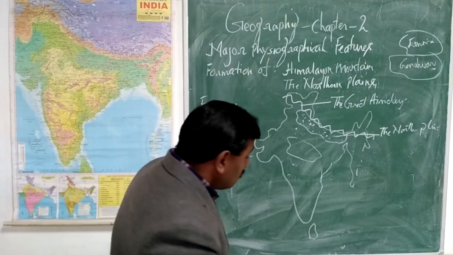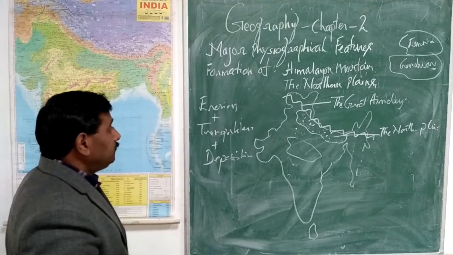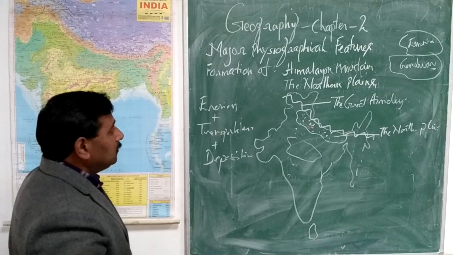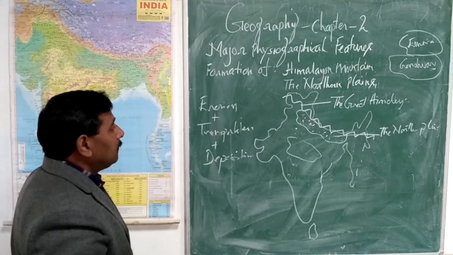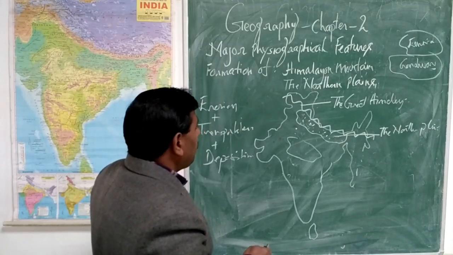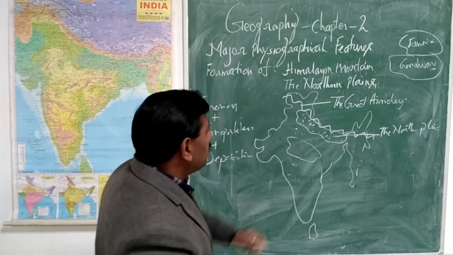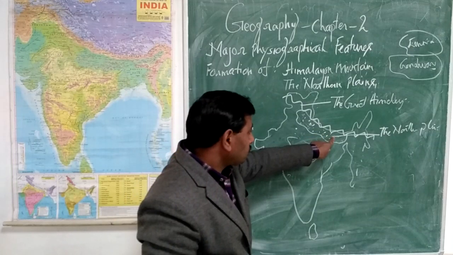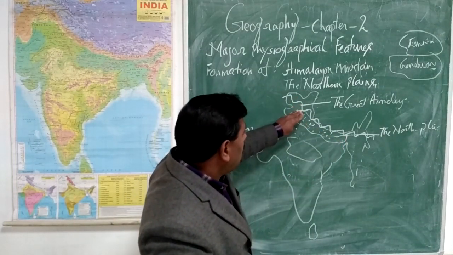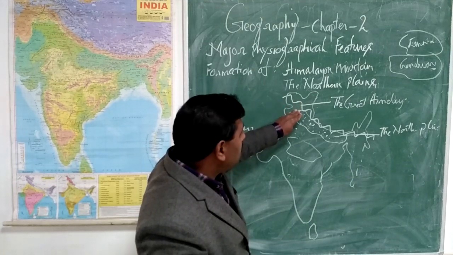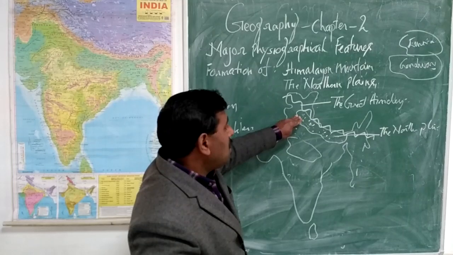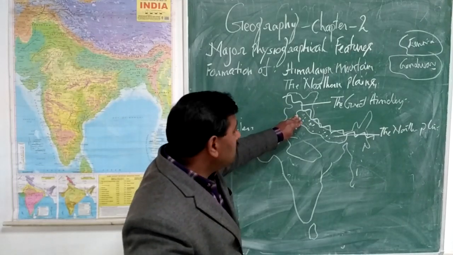Now, as you have understood, this is the northern plains, and we have understood the formation. Now we will discuss the other characteristics of these northern plains.